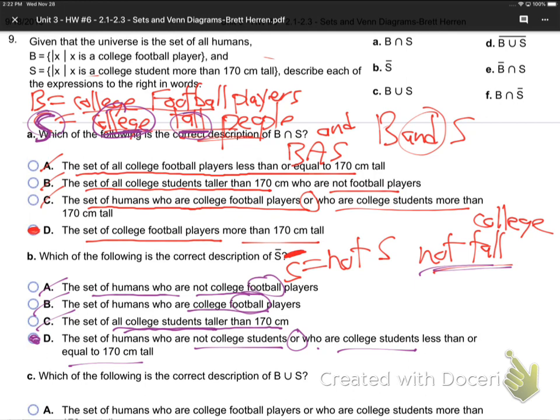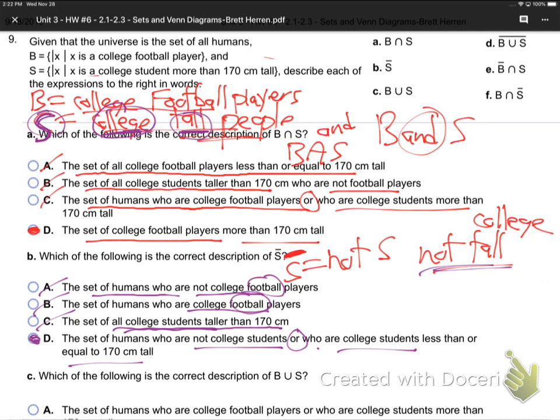No. And what if the person's super tall? You're like, what do you mean? So what would they mean? What if a really tall person said they're not in circle S, and they were right? How could they not be in circle S, and yet they're tall? It's college tall people, not just all tall people, right?